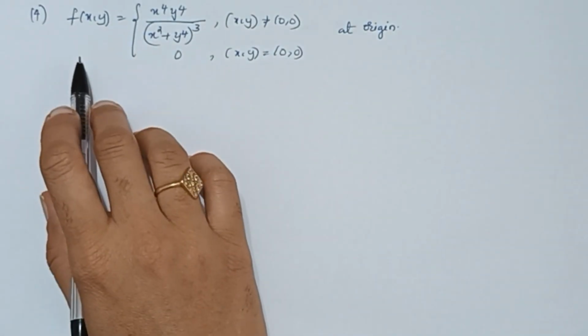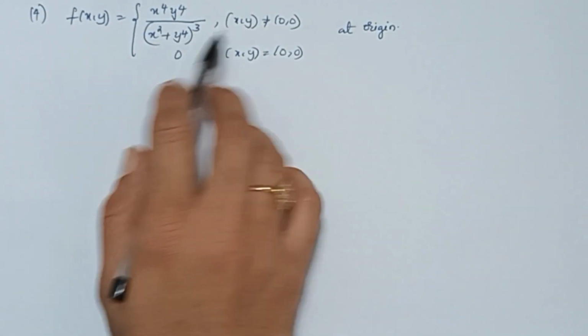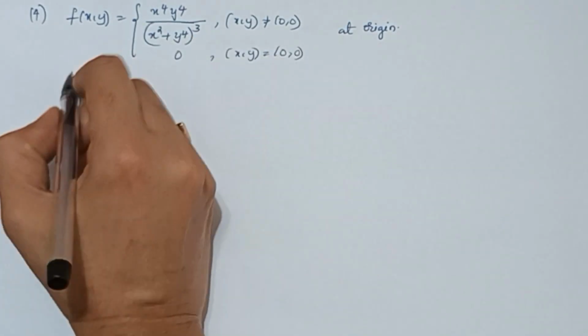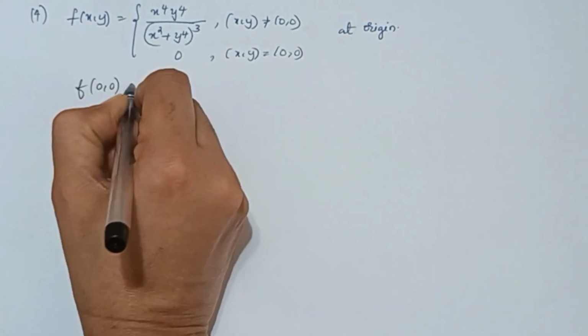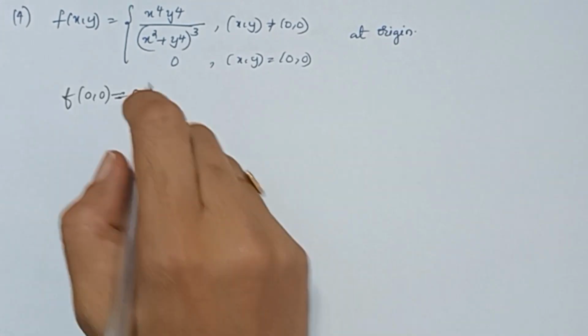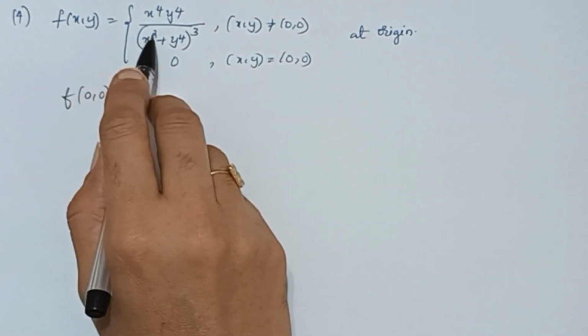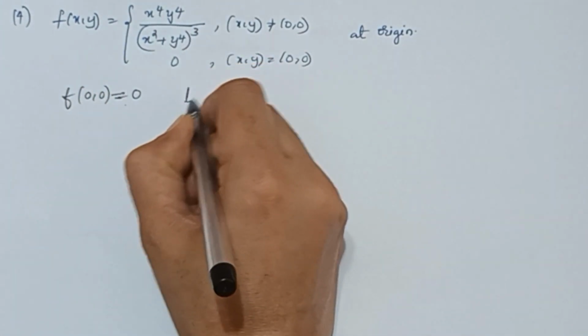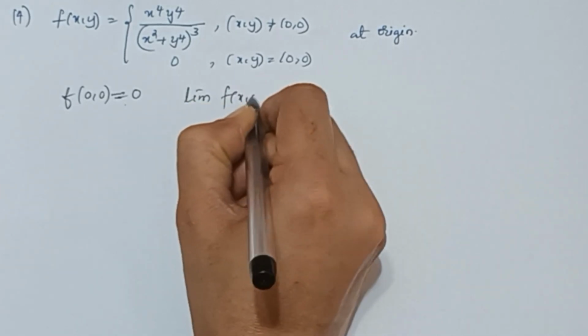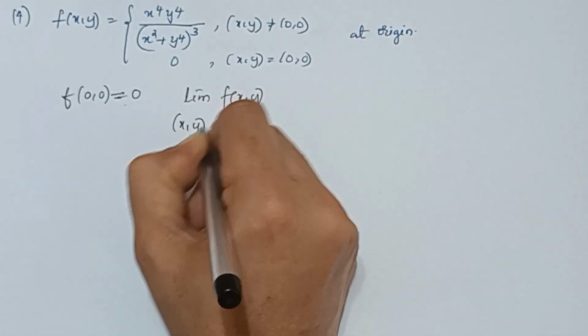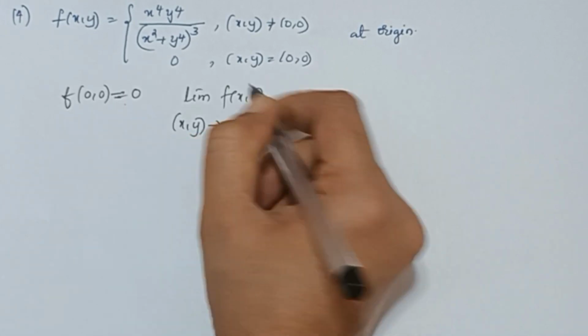Now, fourth problem, discuss the continuity of this function at origin. So, function value at origin is equal to 0. Next, you have to find out limiting value of this function at origin. Therefore, limit of f of x comma y as x comma y tends to 0 comma 0. You have to choose path.